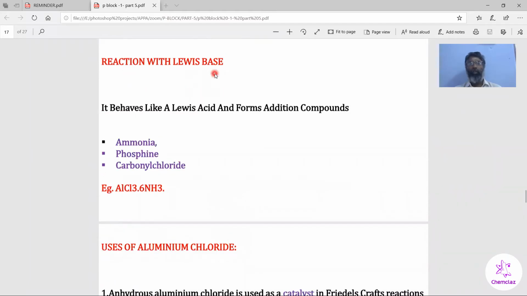Then reaction with the Lewis base. Aluminum chloride is a Lewis acid, which can combine with a Lewis base and form an addition compound. Reaction with ammonia, phosphine, carbonyl chloride: these are examples of Lewis base. So what is a Lewis base? The compound which can donate a pair of electrons is called a Lewis base. For example, aluminum chloride reacts with ammonia, which gives an addition product.